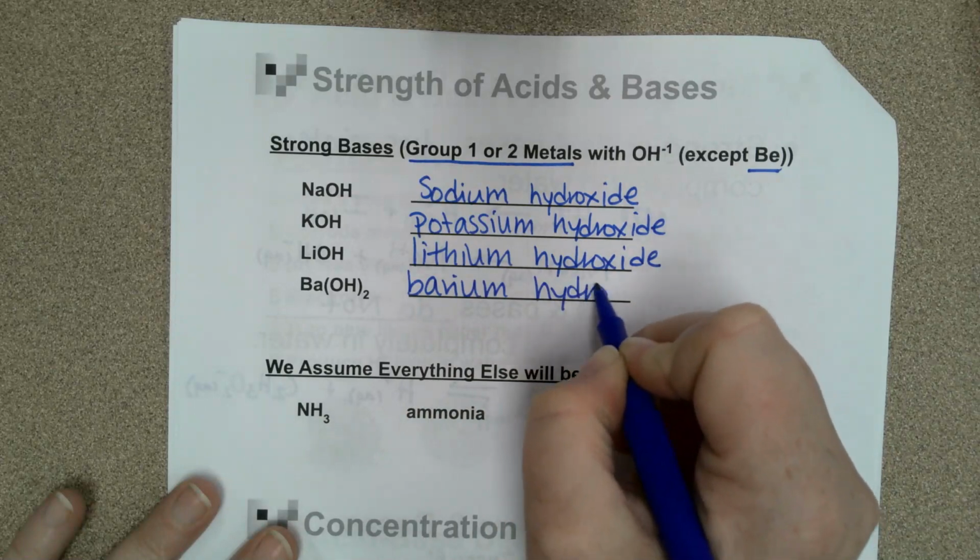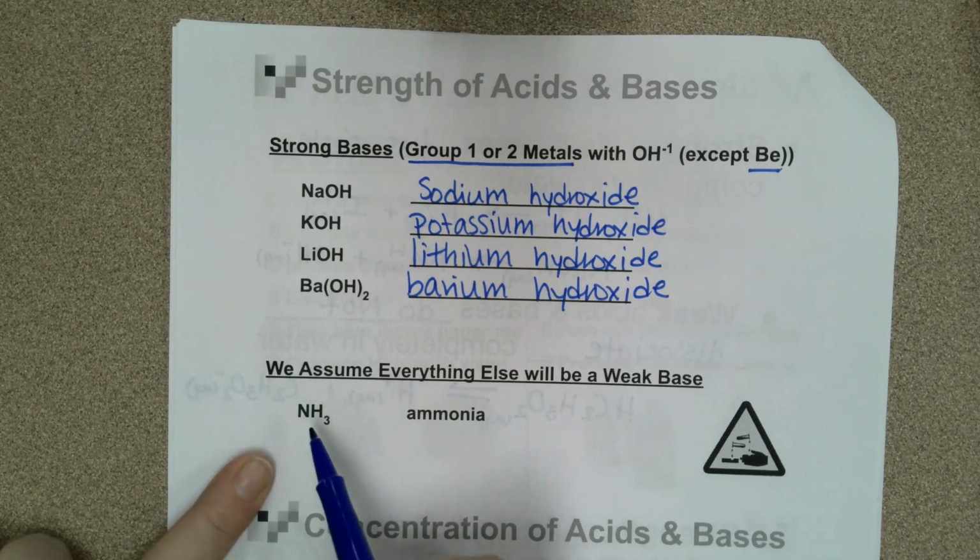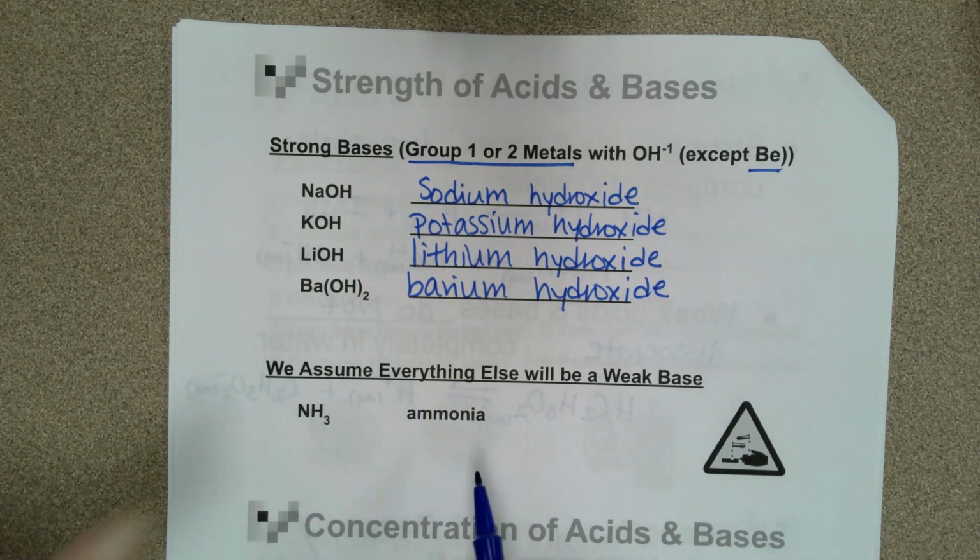Again, these are going to be your strong bases, so anything that is not group 1 or 2, except for beryllium, is going to be a weak base. The most common one you'll see is ammonia. This is a special name for NH3. It is known as ammonia.